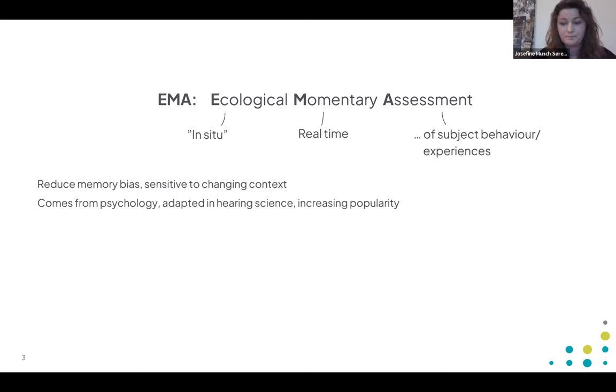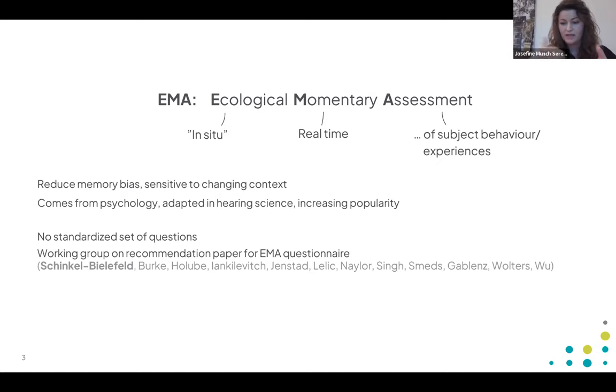And in an EMA, you can ask a variety of different questions, for example, on people's hearing difficulty or their satisfaction with their hearing device. But there are no standardized sets of questions that we ask or standardized scales that we evaluate these questions on. But there is a working group that contains scientists across different universities and companies that are currently working on standardizing these questionnaires. Right now, they are working on a recommendation paper on this topic. So we should all stay tuned for that.